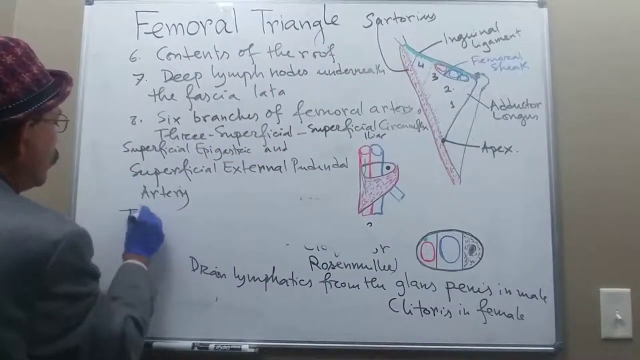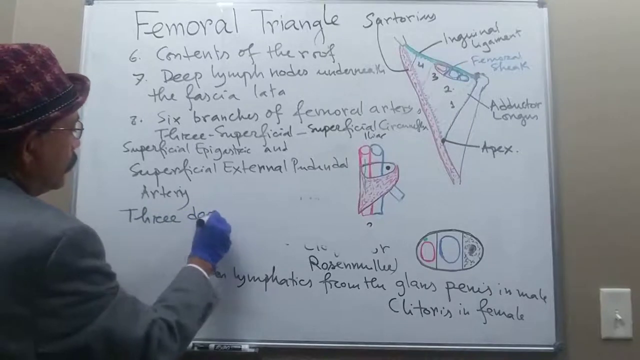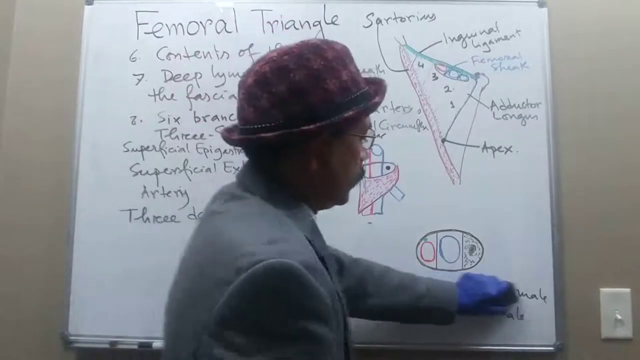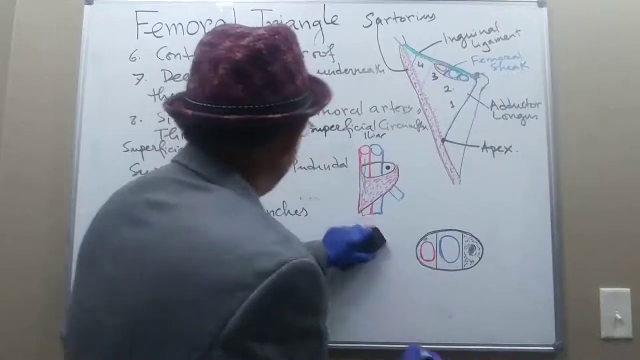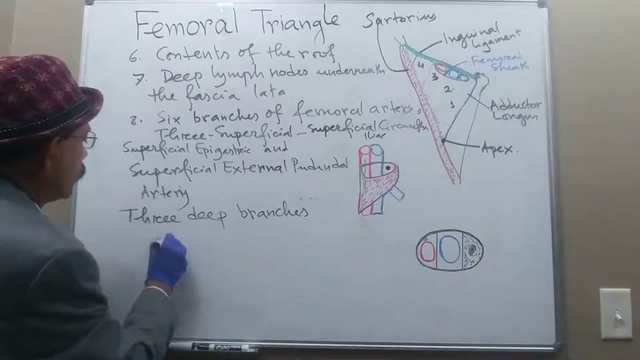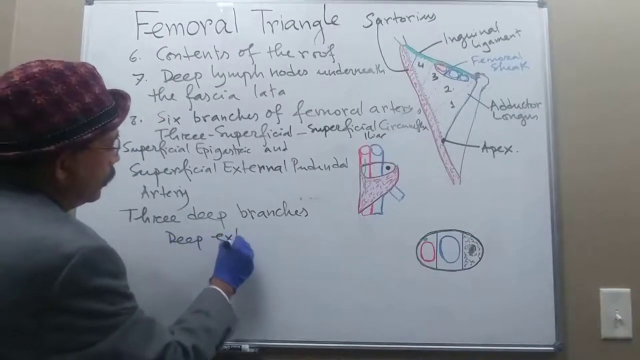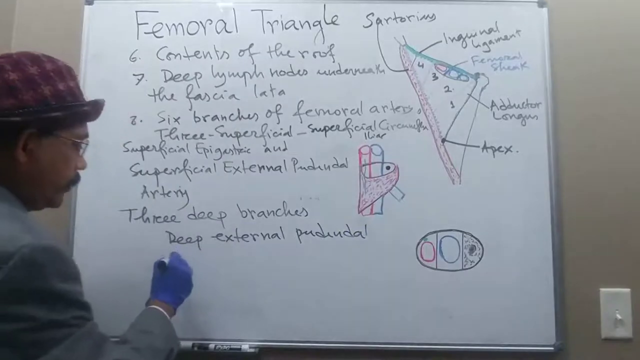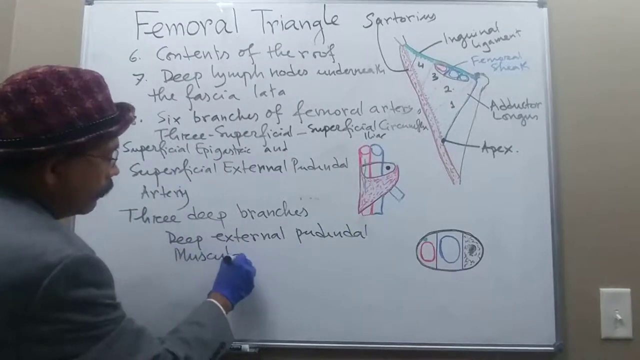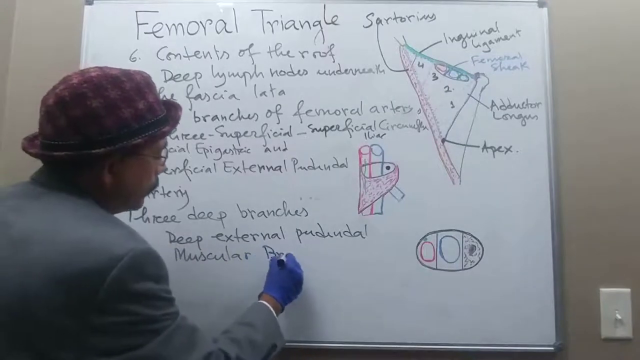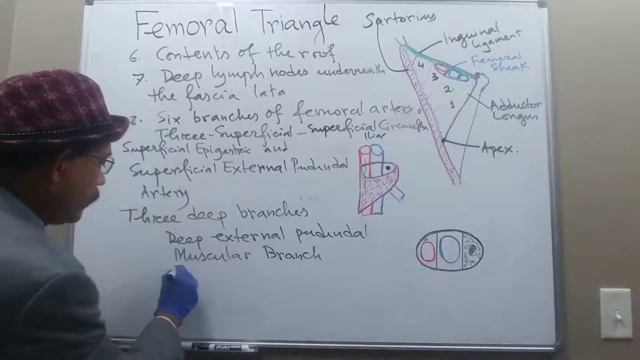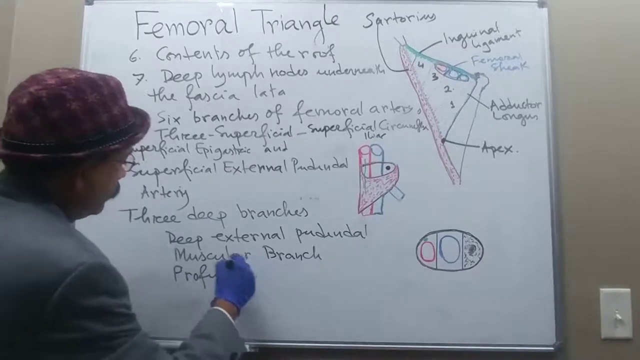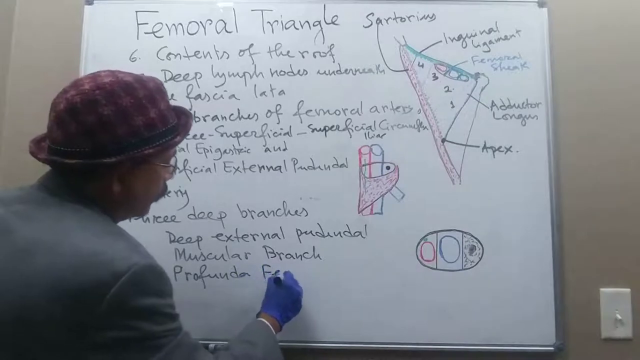So we have three deep branches from the femoral artery. What are those arteries? One is the deep external pudendal. Then we have the muscular branches, multiple muscular branches, and we have the profunda femoris artery. This is the largest deep branch, the profunda femoris artery.